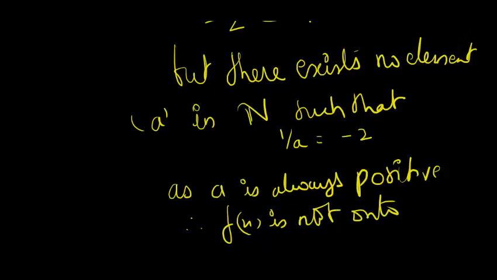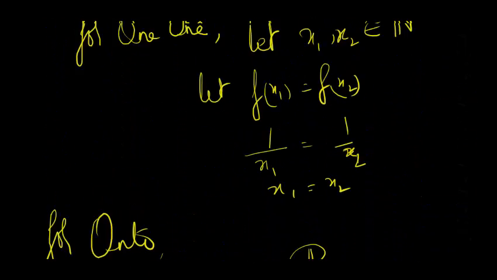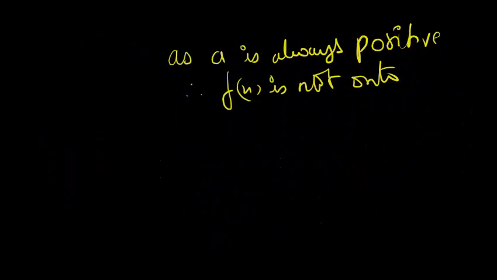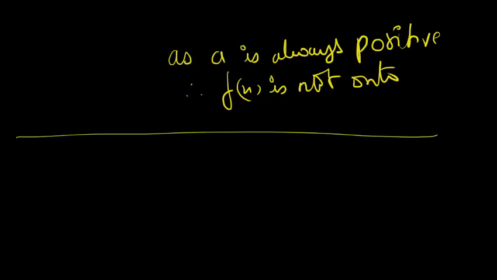Okay, now I'm going to try and prove this in the way that we did for the previous question. I'm going to tell you something out of it. So what is the procedure for onto? We say let y belong to the second set, which is real numbers, and then let me say that f of x is equal to y.